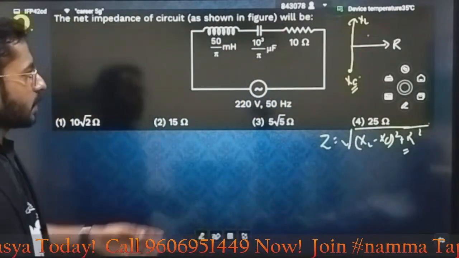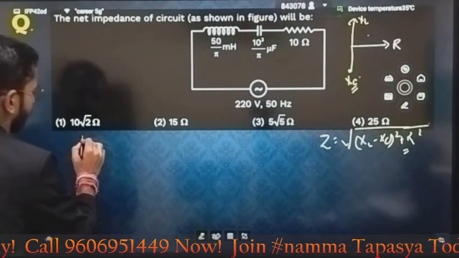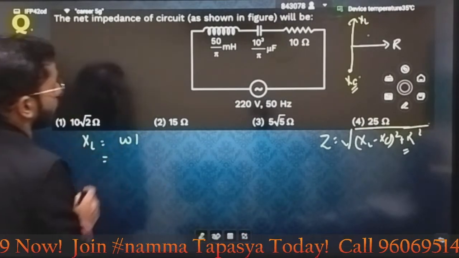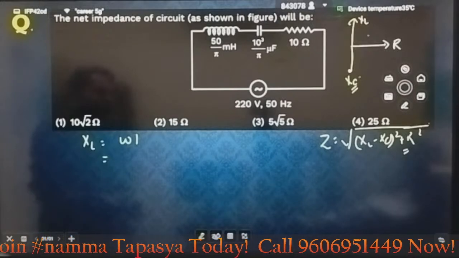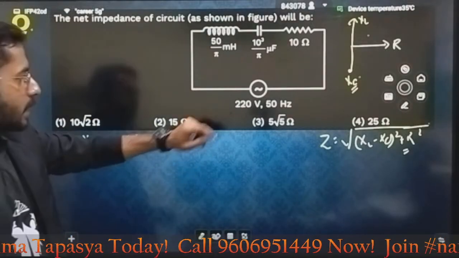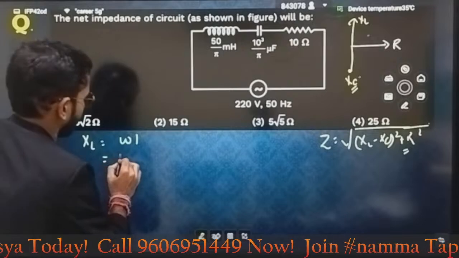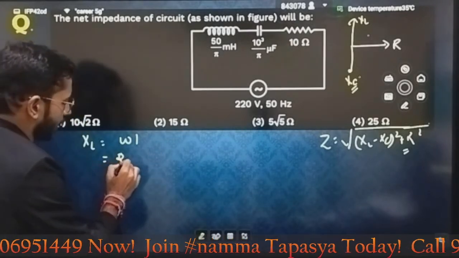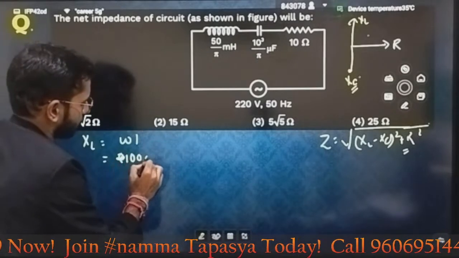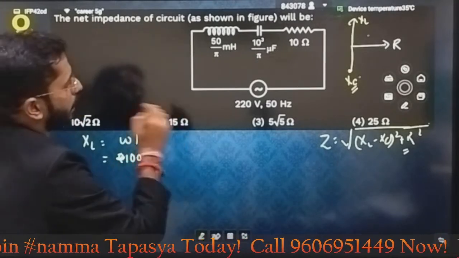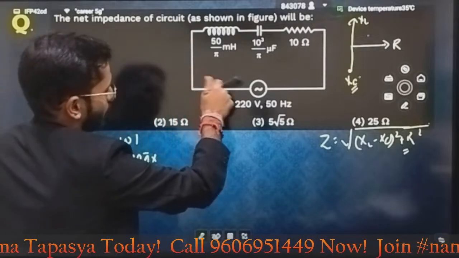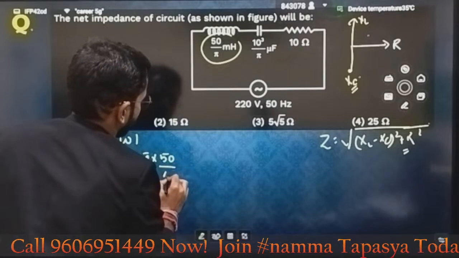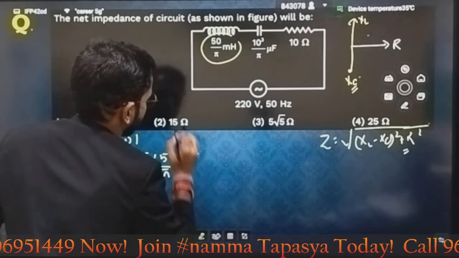This is the net impedance. Let's calculate one by one. Resistance is 10. Now I will write XL. XL will be written as omega into L. Omega is given, that is 50 hertz. That means I can write 2 pi f, that means 100 pi into L. Sorry, the inductance. Inductance is 50 by pi millihenry, 10 power minus 3.